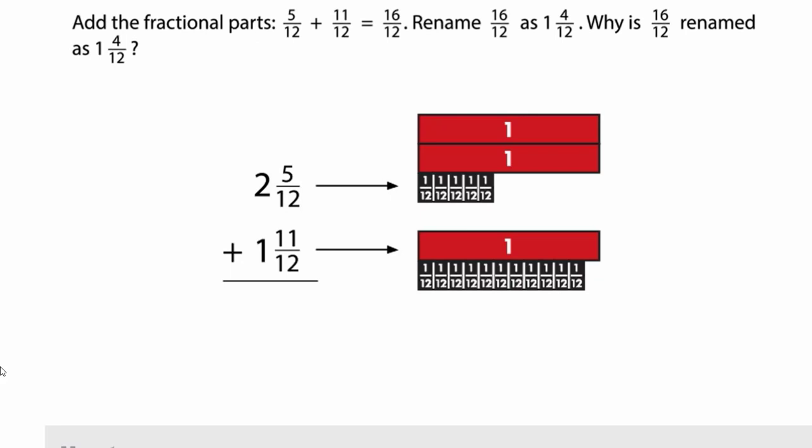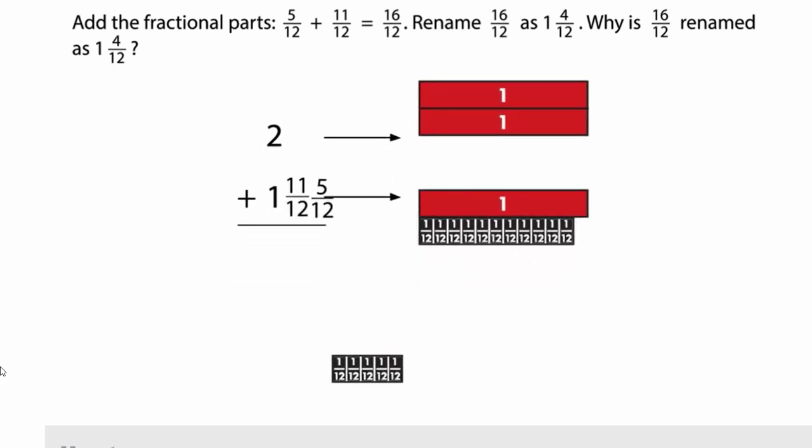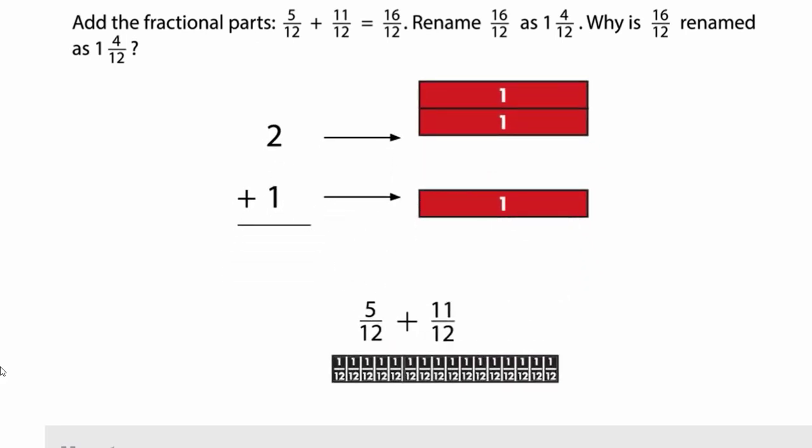Add the fractional parts. 5/12 plus 11/12 equals 16/12. Rename 16/12 as 1 and 4/12. Why is 16/12 renamed as 1 and 4/12?